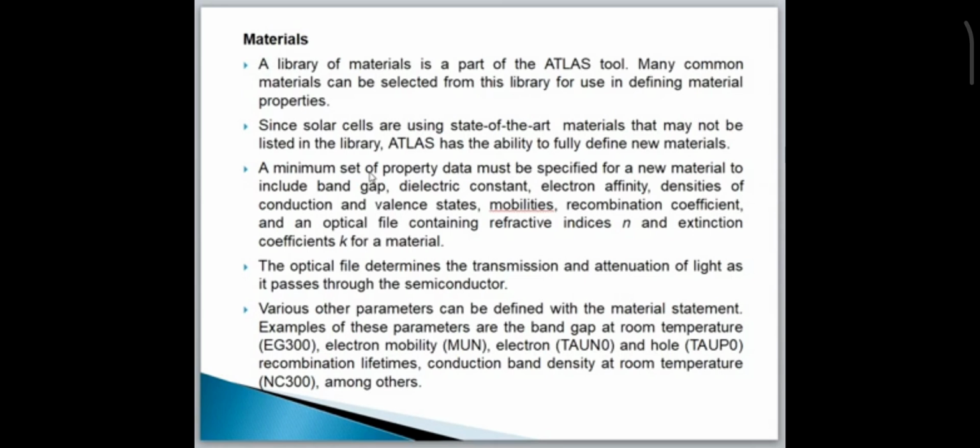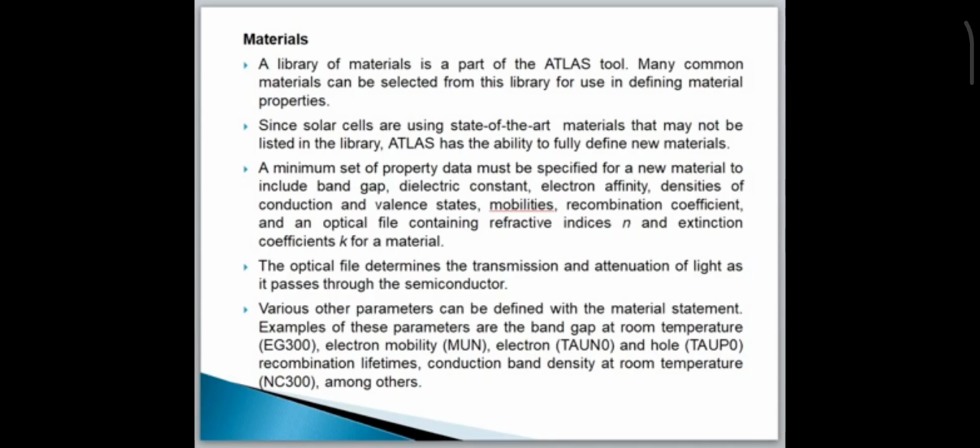Since solar cells are using state-of-the-art materials that may not be listed in the library, Atlas has the ability to fully define new materials. A minimum set of property data must be specified for a new material to include band gap, dielectric constant, electron affinity, densities of conduction and valence states, mobilities, recombination coefficient, and an optical file containing reflective indices and an extrinsic coefficient K for a material. The optical file determines the transmission and attenuation of light as it passes through the semiconductor.